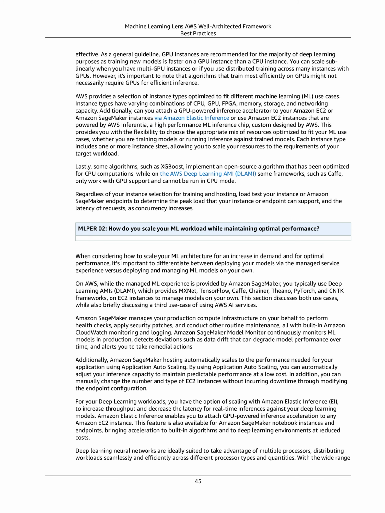Additionally, Amazon SageMaker hosting automatically scales to the performance needed for your application using application autoscaling. By using application autoscaling, you can automatically adjust your inference capacity to maintain predictable performance at a low cost. In addition, you can manually change the number and type of EC2 instances without incurring downtime through modifying the endpoint configuration. For your deep learning workloads, you have the option of scaling with Amazon Elastic Inference, to increase throughput and decrease the latency for real-time inferences against your deep learning models.